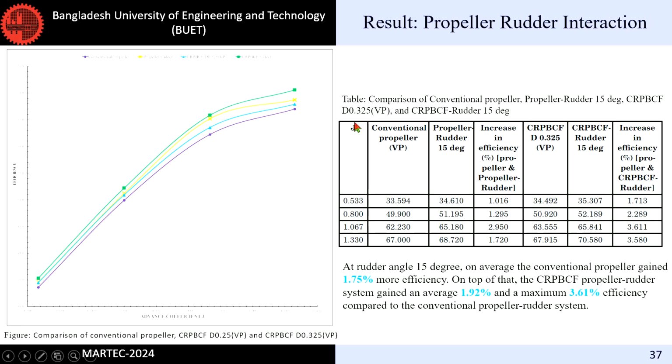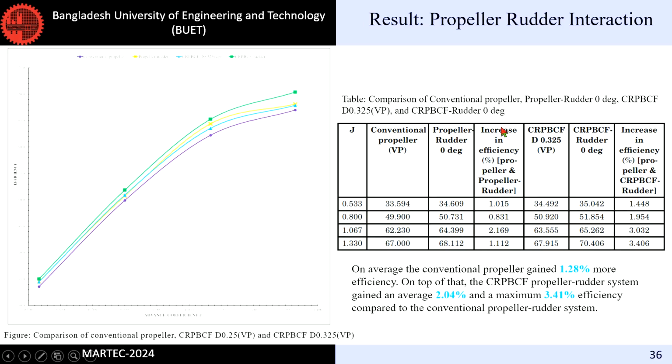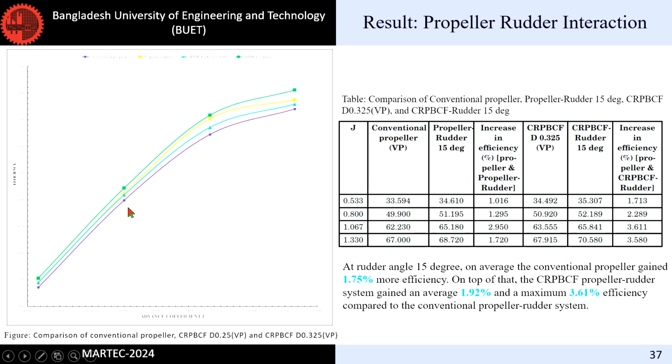A similar trend can be seen when the rudder angle is 15 degrees. The previous one was at 0 degrees, this one is 15 degrees, although the efficiencies vary in the level of increase. However, they do show a similar trend of increasing.